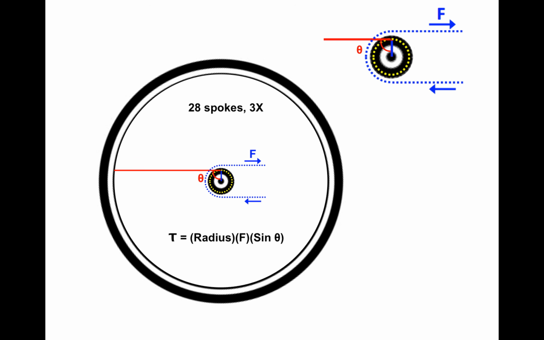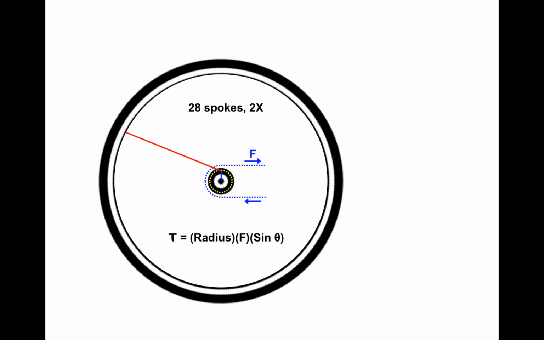There's my diagram expanded a little bit in the upper right. This is the familiar sine curve, and notice that the sine is at its maximum at 90 degrees. So therefore, the torque is at its maximum also at 90 degrees, which is what you see in the picture.